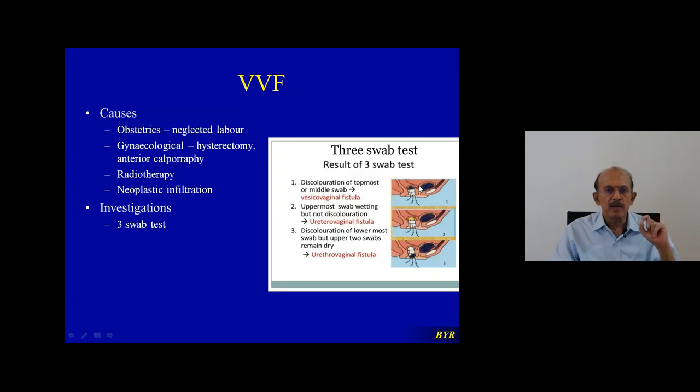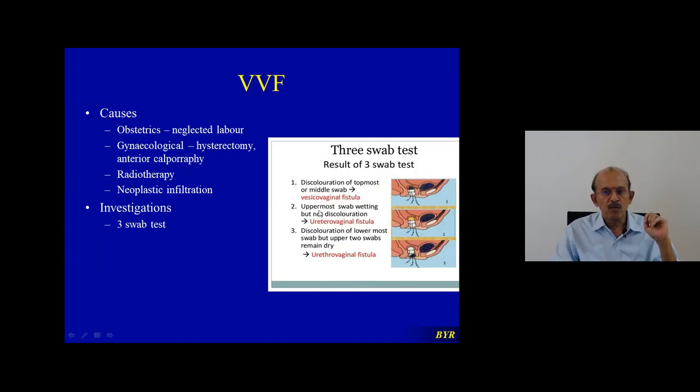Then remove the catheter, ask the patient to walk for about 5 minutes. Then again ask her to lie down on the couch and then remove the three swabs and look at them. If the middle swab is stained blue, the upper one and lower one are dry, or the uppermost swab is stained blue, that means it is vesicovaginal fistula.